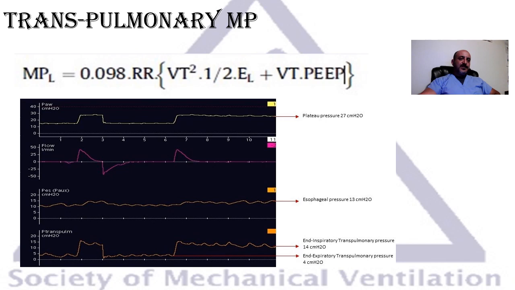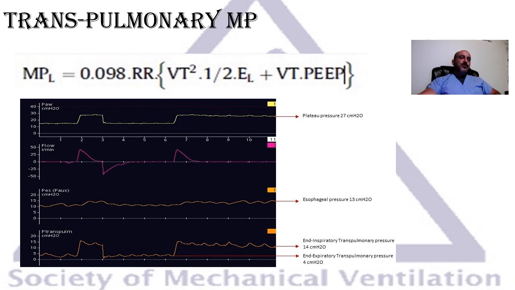So in this example, the elastance will be the transpulmonary driving pressure, which is 14 minus 4, so that's 10, over the tidal volume, which is not showing here. For example, if it was 400, which is 0.4, then that will be 10 over 0.4, which is about 25.